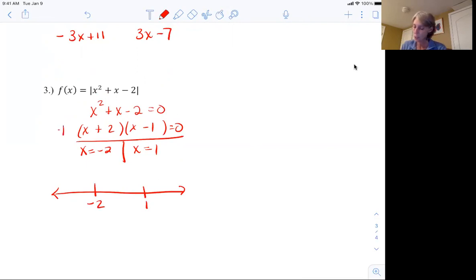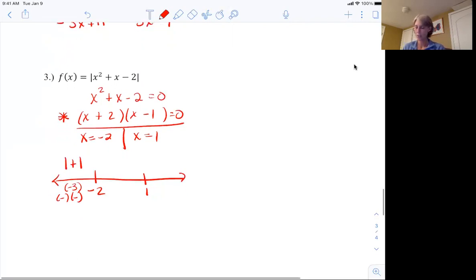And think about this. We can test in our factored form. It's going to be a lot easier if we pick a number less than negative 2. So let's say we use negative 3. Think about the numbers you have. Okay, so I have negative 3 plus 2 is a negative factor. Negative 3 minus 1 is a negative factor. A negative times a negative gives me a positive inside my absolute value sign. So when I take away the signs in this section of the x-axis, I'm just using the original.